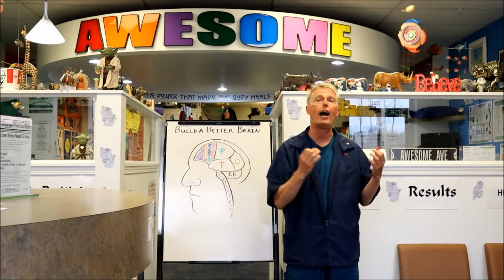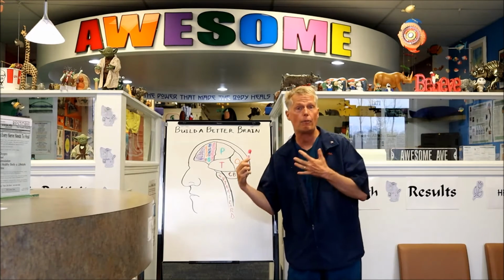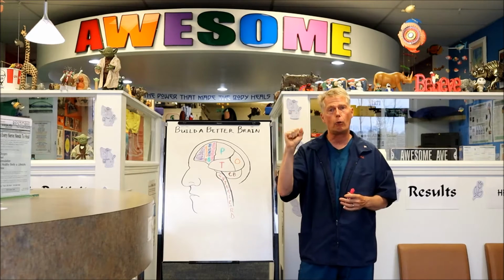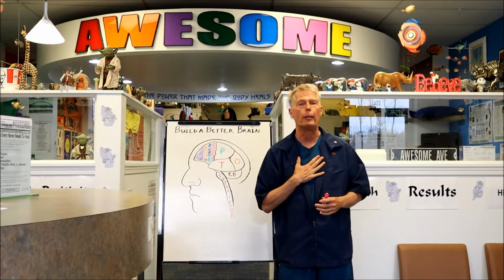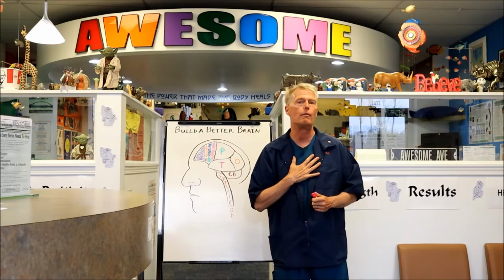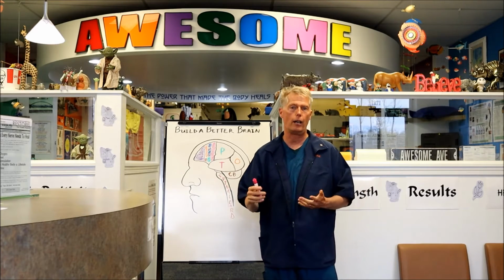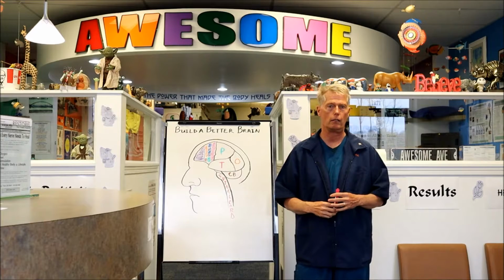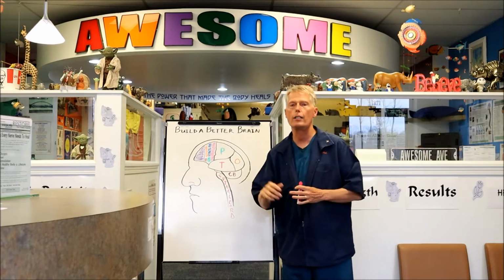Now, the difference between voluntary movement and involuntary movement would be moving my hand, making a fist, and opening up my fist versus my heart pumping. My heart pumping is involuntary. Breathing is involuntary. Gut motility is involuntary. And so this is voluntary movement.